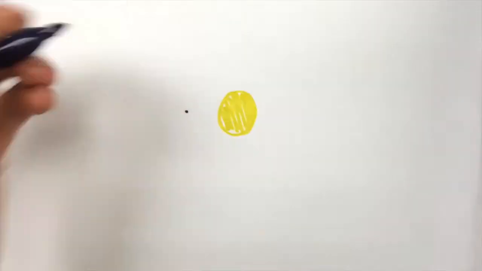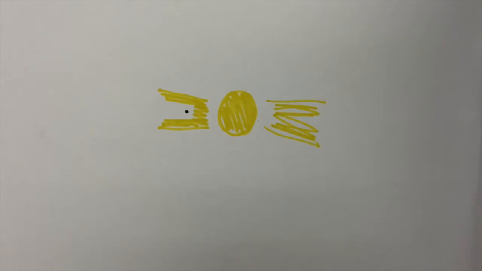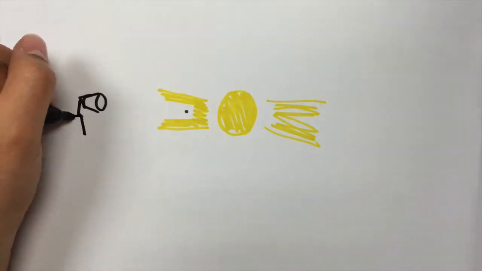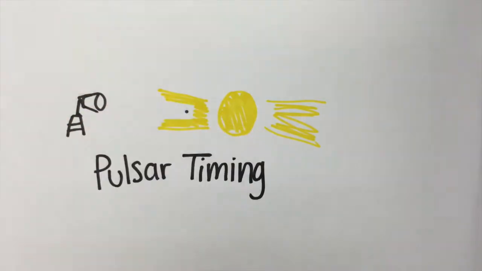A pulsar is a rotating neutron star that emits radio waves extremely regularly as it rotates. When the radio wave is interrupted, it can be an indicator that a planet is orbiting the neutron star.